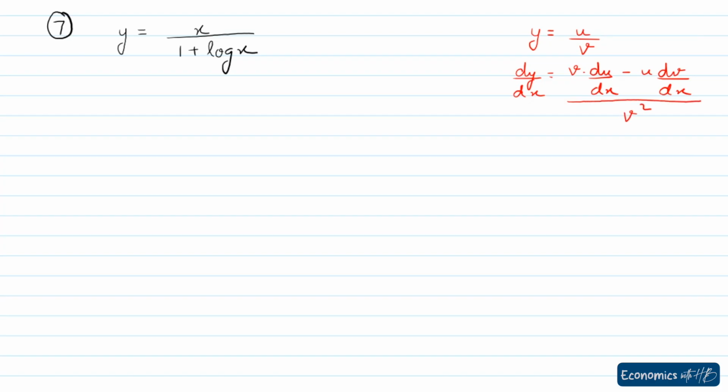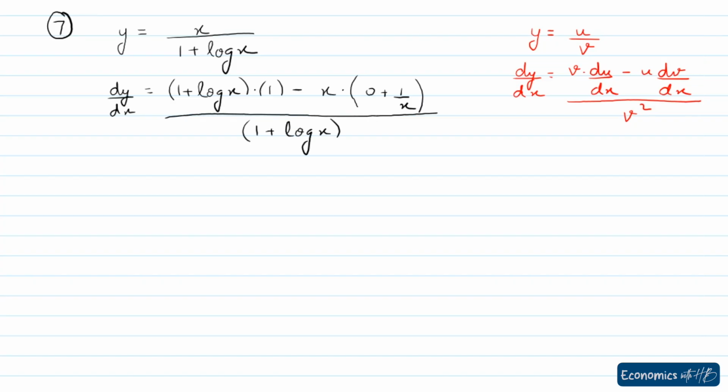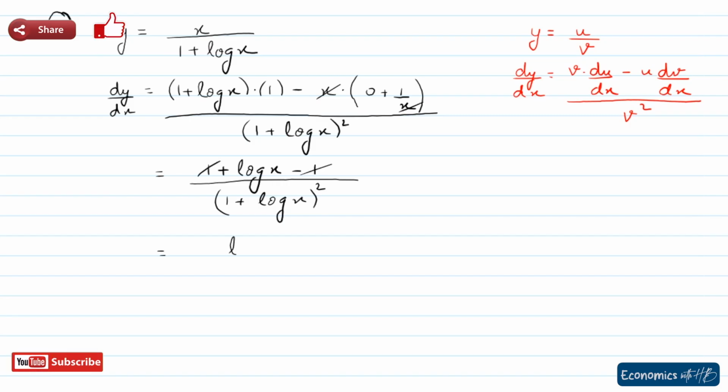So when we write it here, we get dy by dx is equal to 1 plus log x, that is v, into du by dx. So d by dx of x is 1 minus x, which is u, into d by dx of v, which is 0 plus 1 by x. Whole of this over 1 plus log x whole square. This x and x cancel out. So we get 1 plus log x minus 1 over 1 plus log x whole square. Simplifying it, we get log x over 1 plus log x whole square, which is the answer.